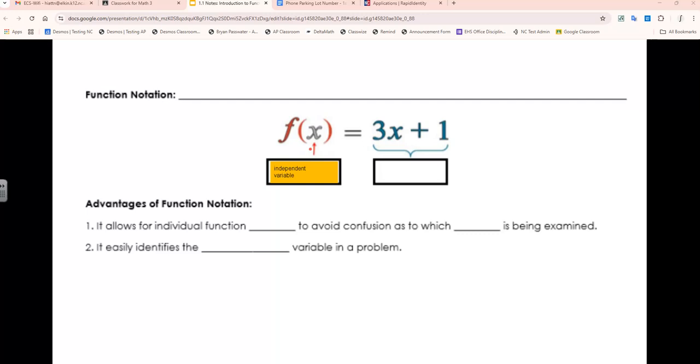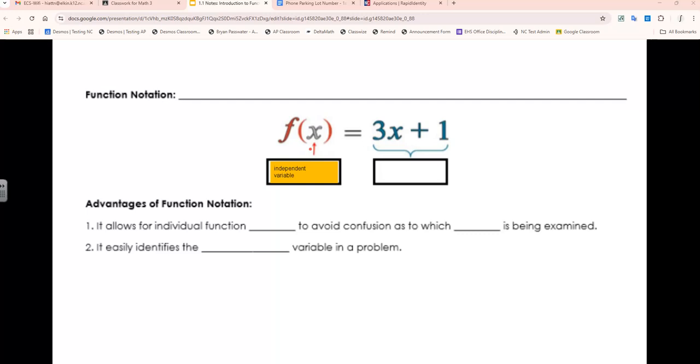And over here, this is your function rule. It tells you what to do to that independent variable. So the independent variable is the number I'm plugging in, and then this rule tells me what to do to it. So in this case, my rule is that if you give me a number, I'm going to multiply it by 3, and then I'm going to add 1 to it. All right, so it's the rule that you're using.